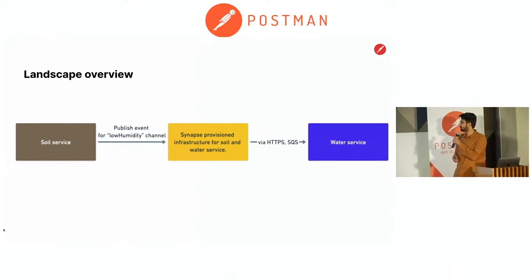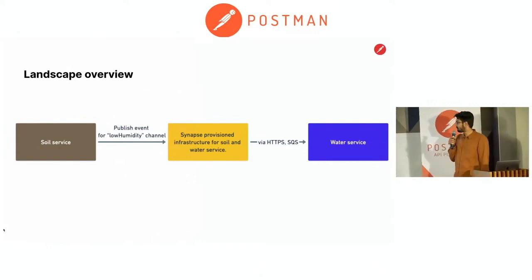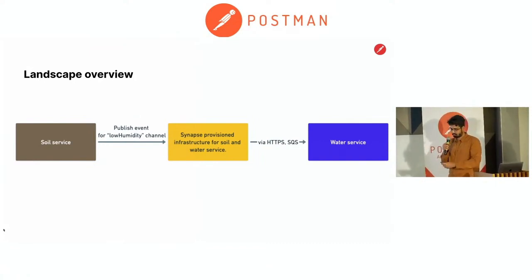This is the Synapse system in context of other services involved in asynchronous communication. We have an example service called soil, which produces a low humidity event. And there is a consuming service called water, which is a subscriber of the low humidity event. So the low humidity event gets sent from the soil service to Synapse provisioned infrastructure that ultimately reaches the destination via HTTPS or SQS, which are the subscription types we support as part of AsyncAPI.